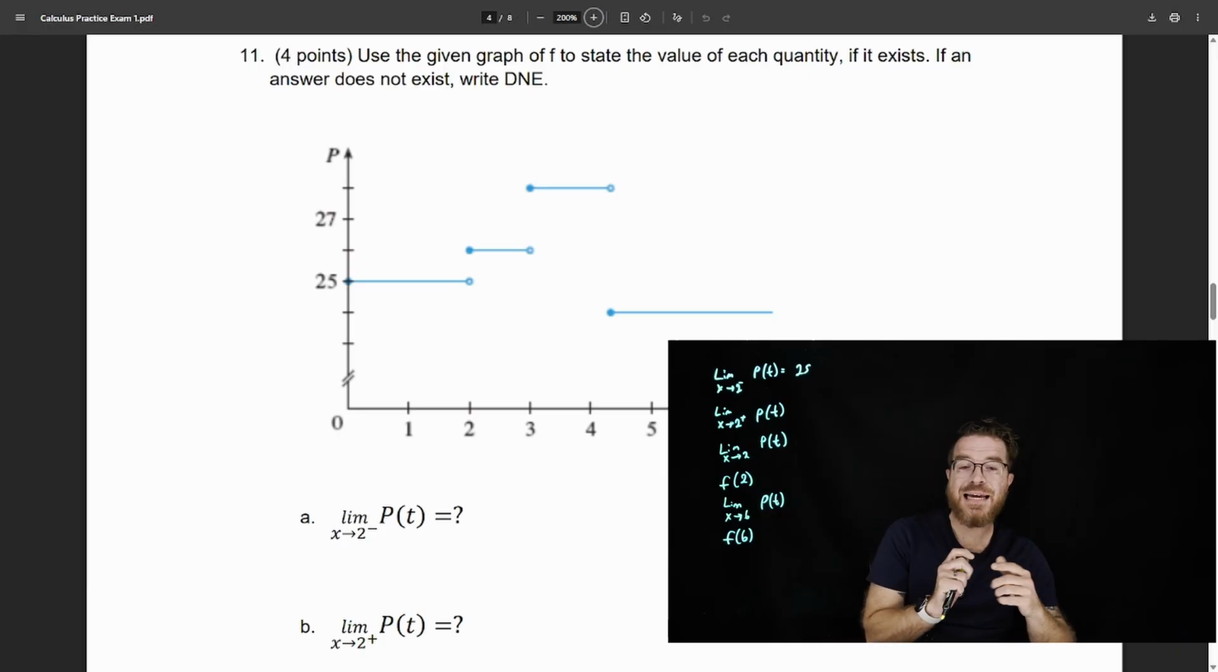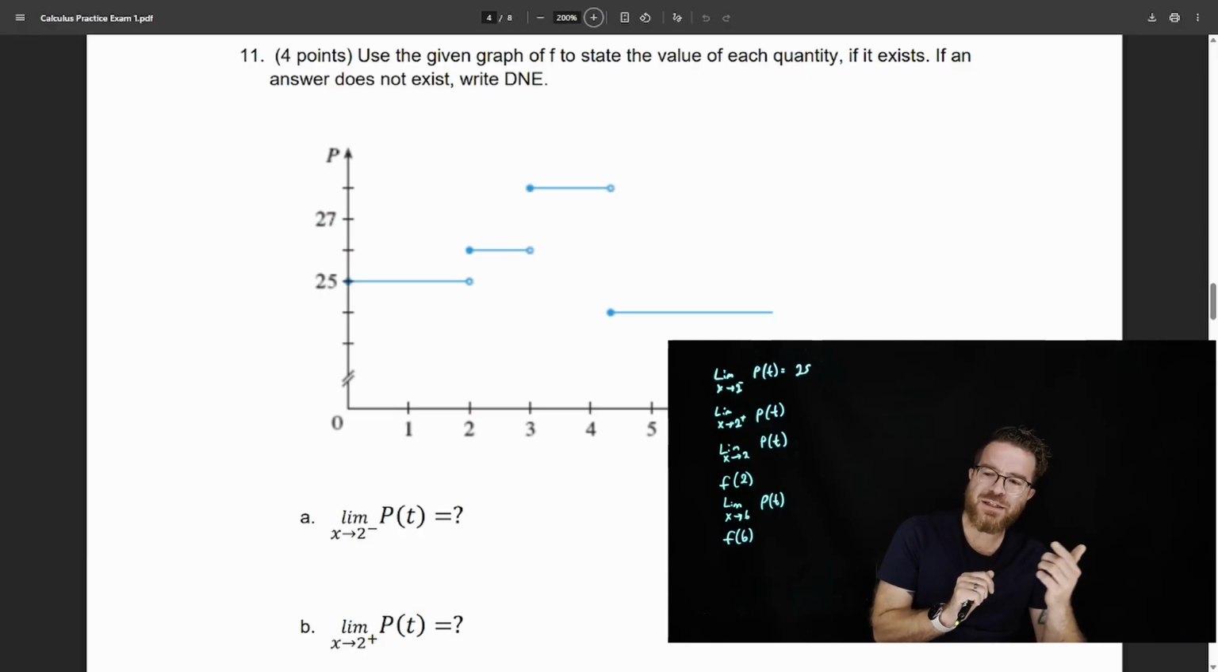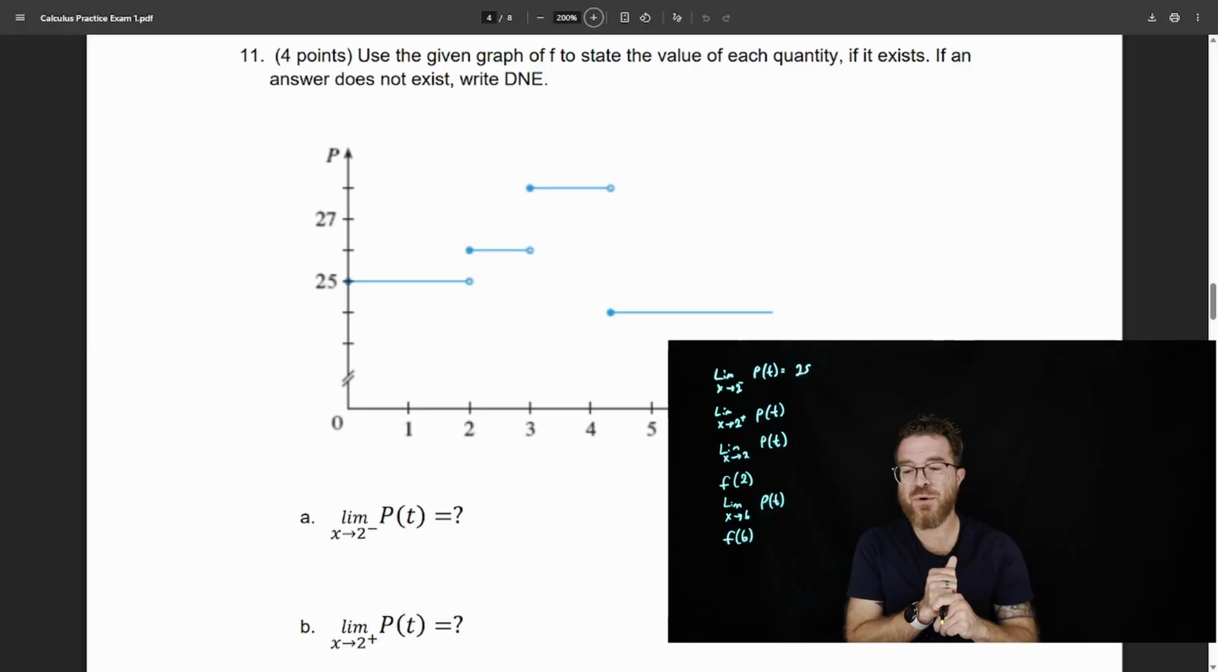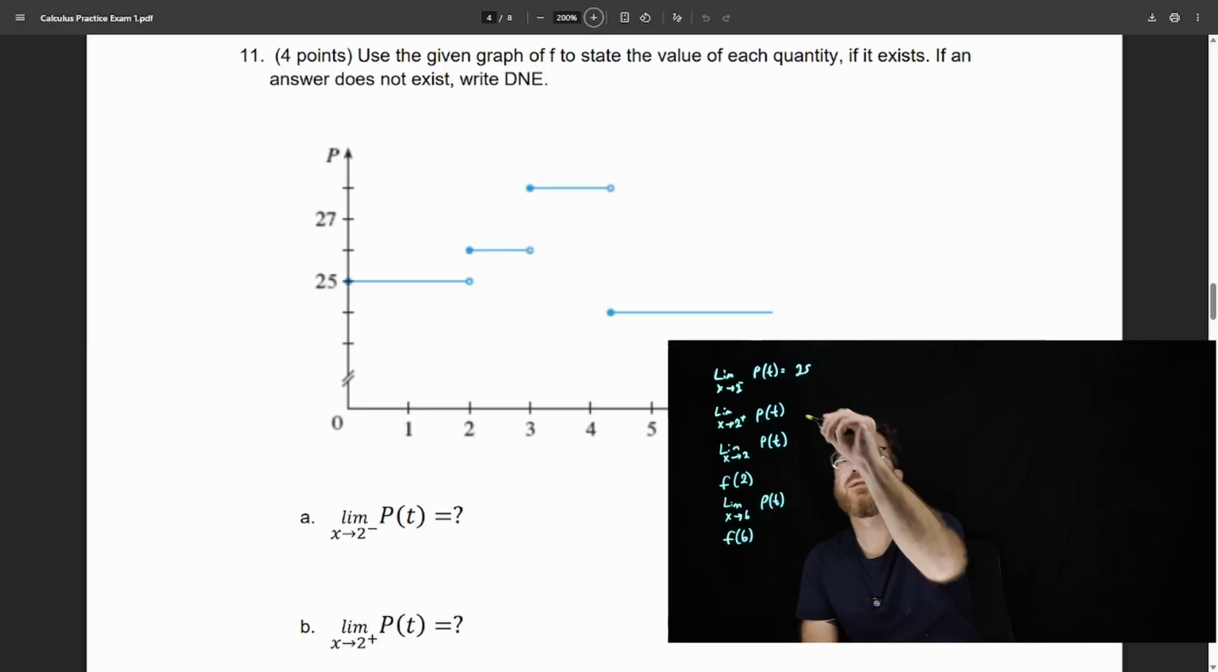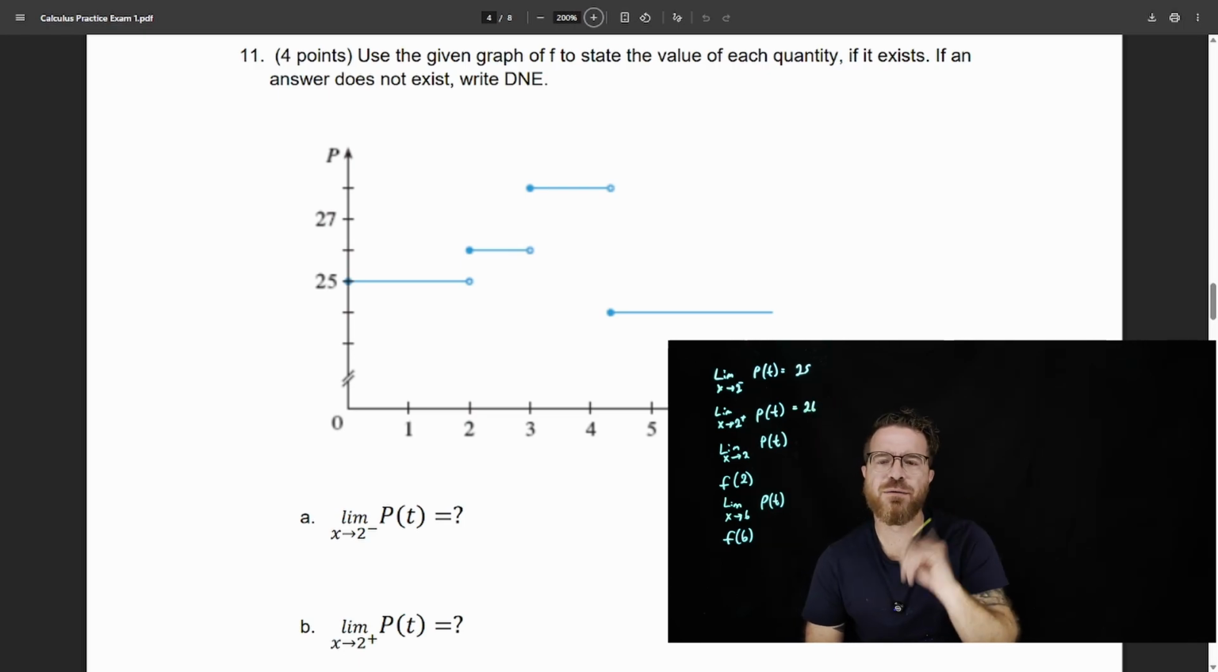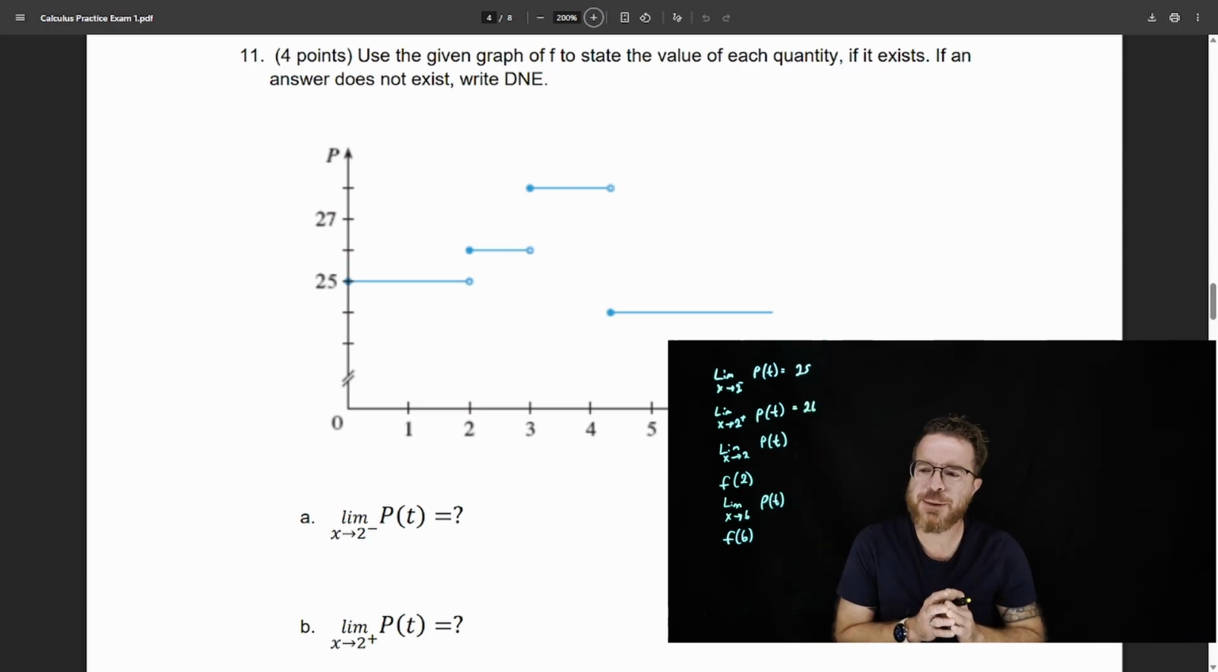Now, the next problem is, what about if we're approaching from the right? Well, in this case, it's actually jumped up 1, so we're to the right of 2, meaning we're greater than 2. And as we get closer and closer to 2 from the right side, we are approaching the value of 26, right? Because these are straight lines, so they're not really changing. We're approaching a value that's at 26.